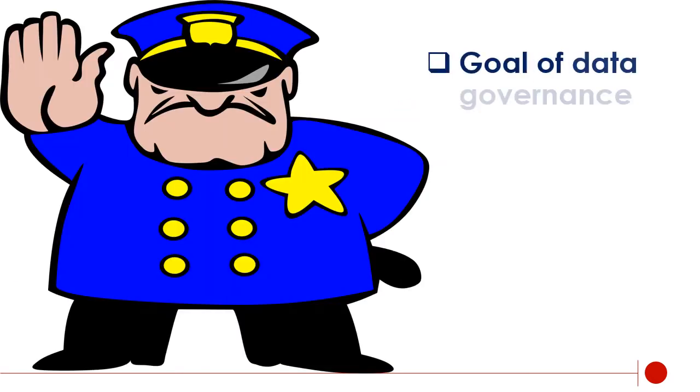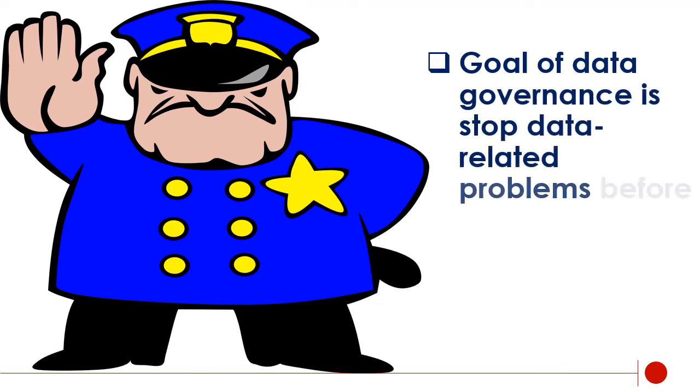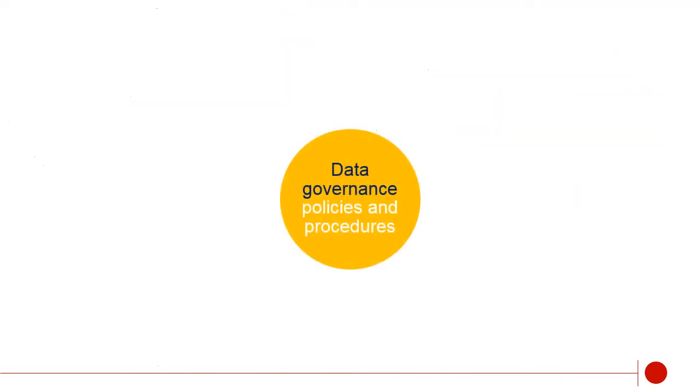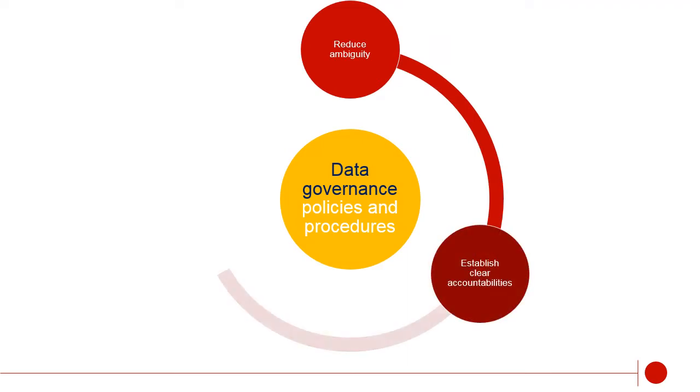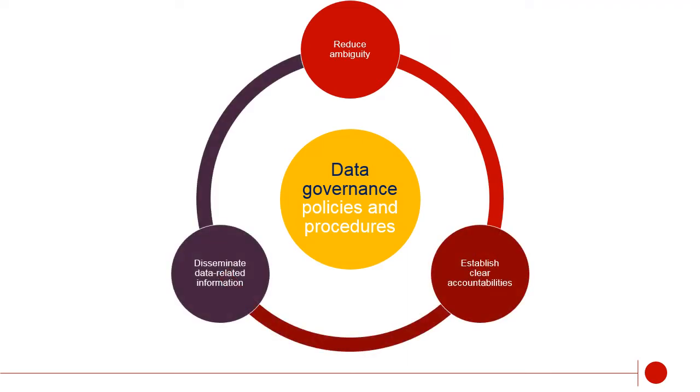Goal of data governance is to stop data-related problems before they begin. Data governance policies and procedures reduce ambiguity, establish clear accountabilities, and disseminate data-related information to all stakeholders.